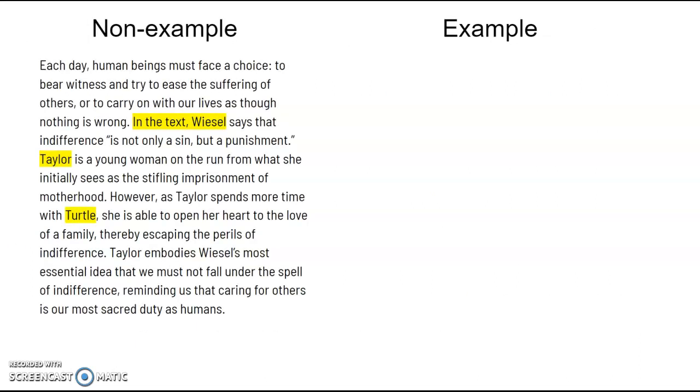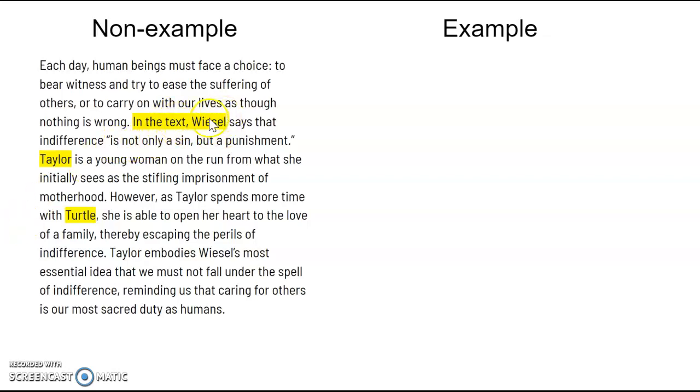Let's take a look at a non-example. "Each day, human beings must face a choice: to bear witness and try to ease the suffering of others, or to carry on with our lives as though nothing is wrong. In the text, Wiesel says that indifference is not only a sin but a punishment." A writer or reader who is not familiar with this text would be confused.